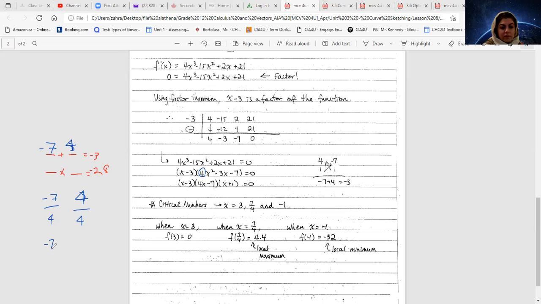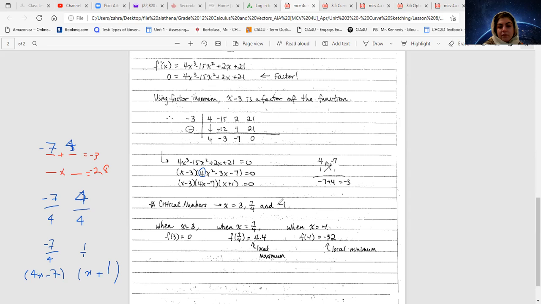So I get -7/4, and here I get 1. I need to write it so the denominator will be the quotient of the x, and this number will be here. For this one, because the denominator here is 1, right? The quotient of the x is 1, and then plus 1. Here, what we have. Then we find the zeros. The zeros are 3 from the first one, 7/4 from that one, and -1 from this one.